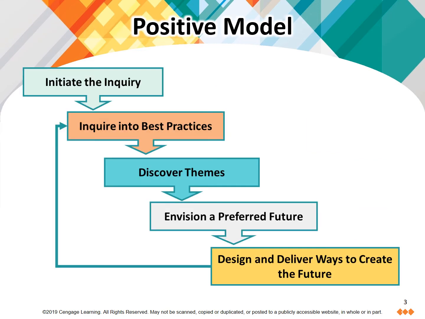Moving to the positive model, one will immediately notice this is less complex than the action research model, and the boxes do cover higher level concepts of themes and envisioning a preferred future and designing and delivering ways to create the future, not necessarily to the specific detail of what the action research model had. However, one will also notice at the bottom of the diagram, there's a blue arrow going from design and deliver ways to create the future back up to inquire into best practices. This is the feedback loop that is very consistent within most of the models.